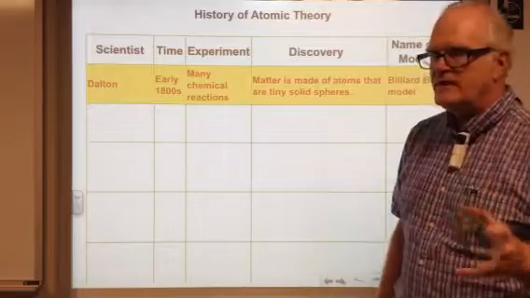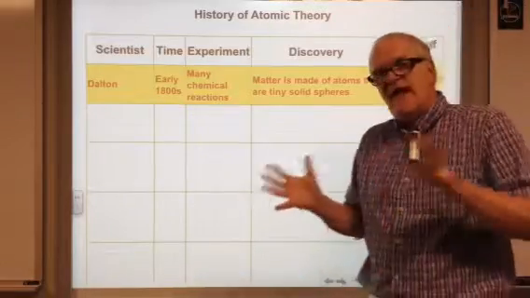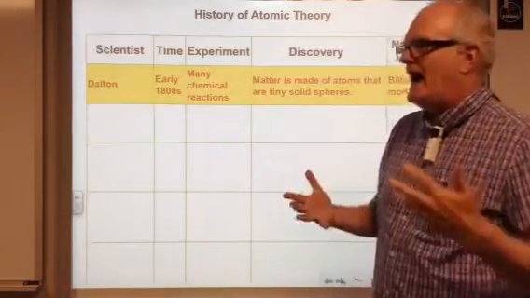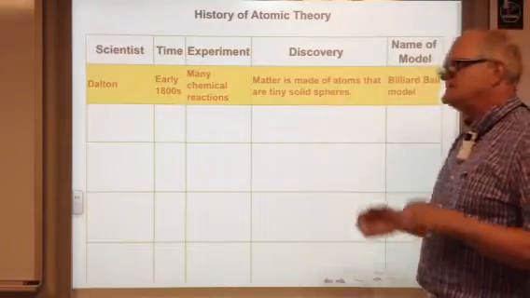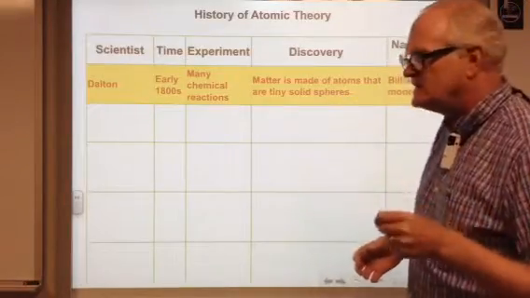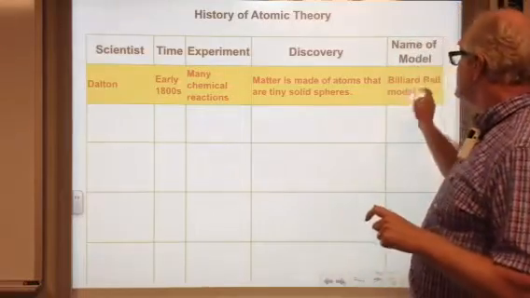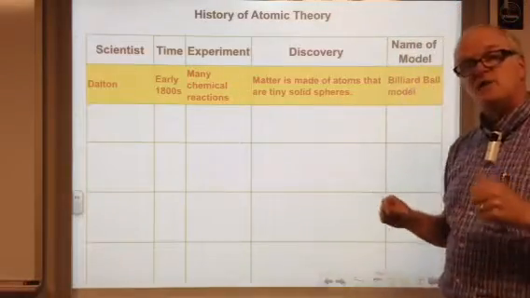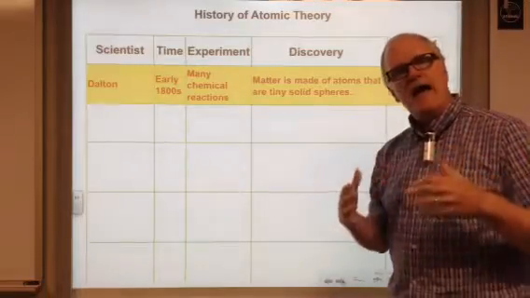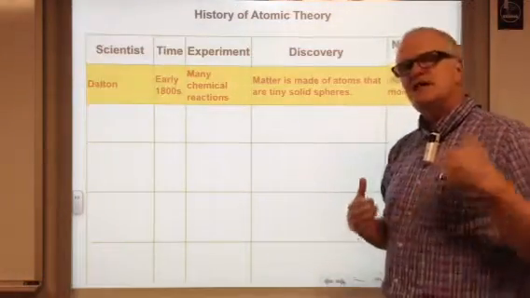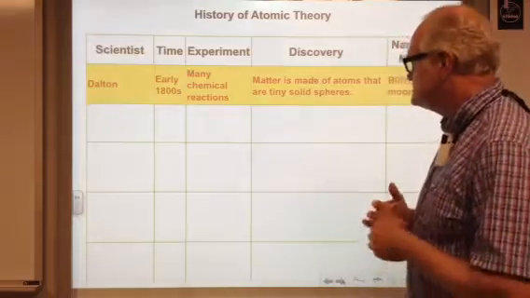Now, Dalton didn't really have any basis for thinking that atoms had working parts inside them. He just thought of them as tiny little solid spheres, very much like miniature billiard balls, and that's why his model is sometimes called the billiard ball model. Atoms, in his mind, were just tiny little solid spheres.